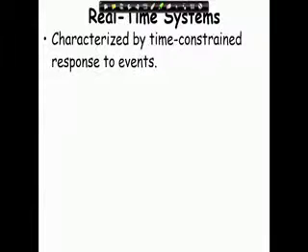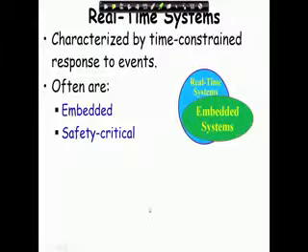So, in every real time system, we have events occurring and then the action must be taken before some time. That we call the time constrained response to the events, and often these systems are embedded and safety critical. So, we will see what is an embedded system and what is a safety critical system. The embedded systems are the ones where the processor, the computer, the software is part of the system and it controls the system. So, the computer system is embedded within the physical system.